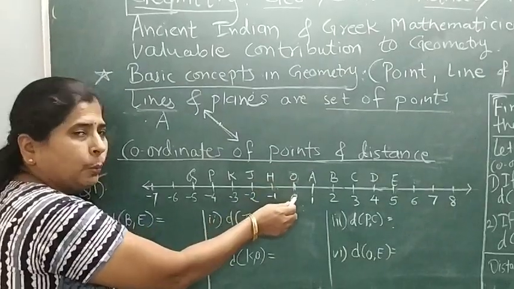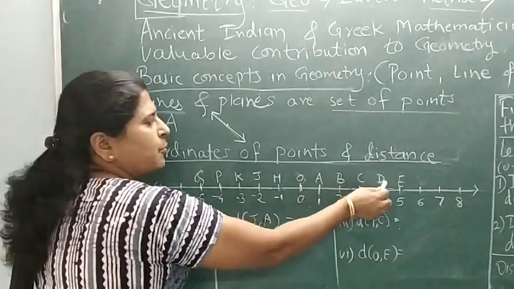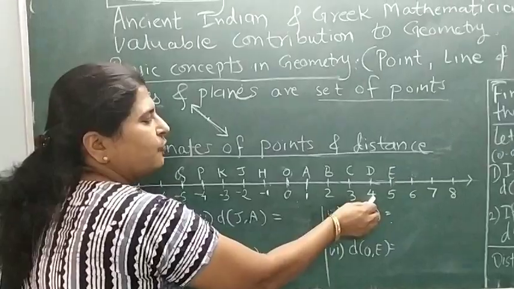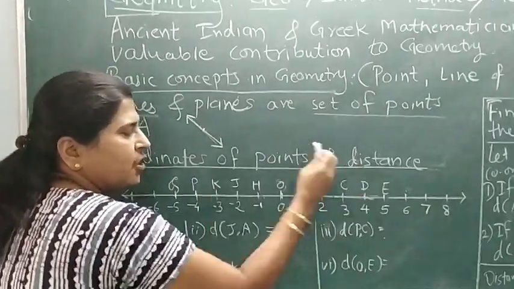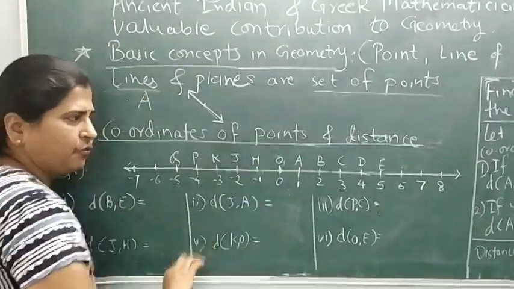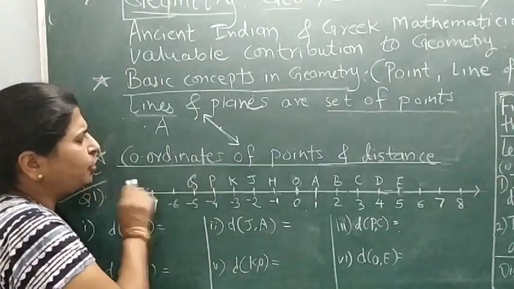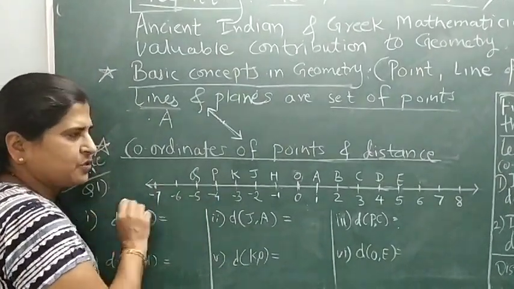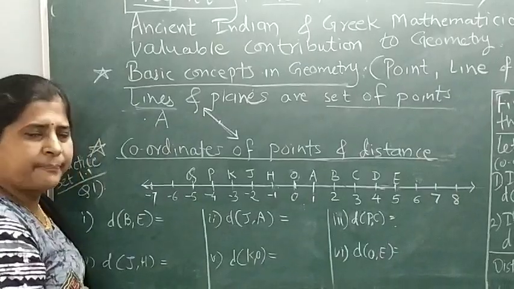Coordinate of the origin is always 0. What is the coordinate of this point D? The coordinate of this point is 4. As this 4 is on the right side of the 0, it is positive 4. What is the coordinate of Q? It is minus 5. So these are the coordinates of these points.